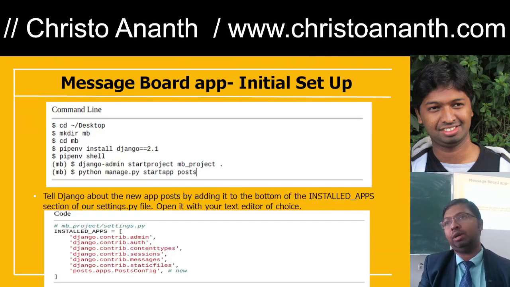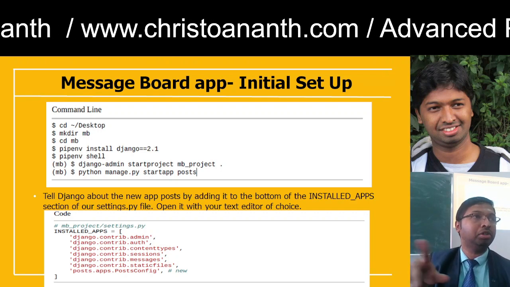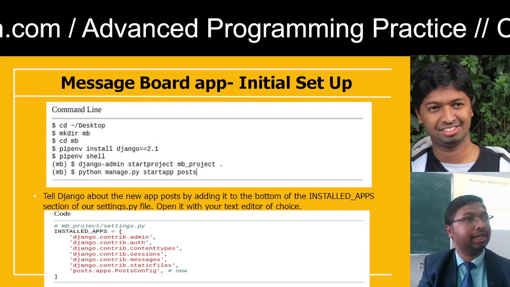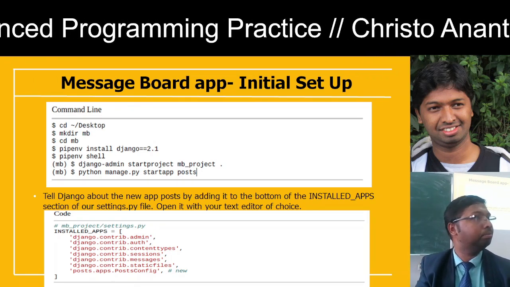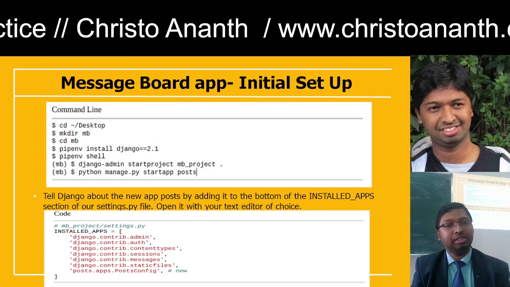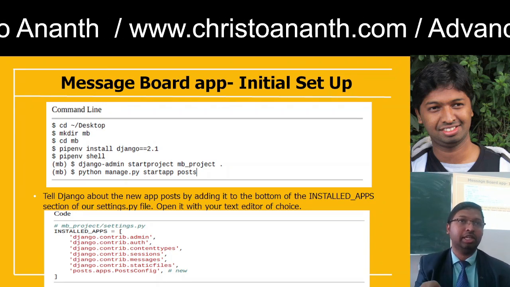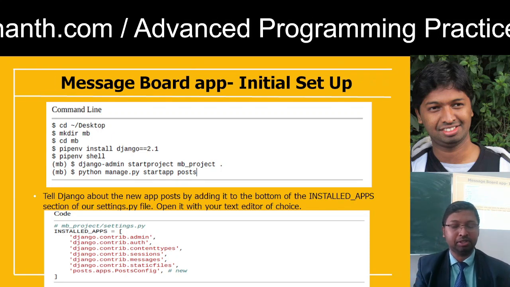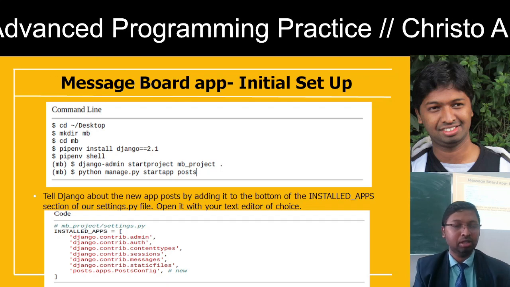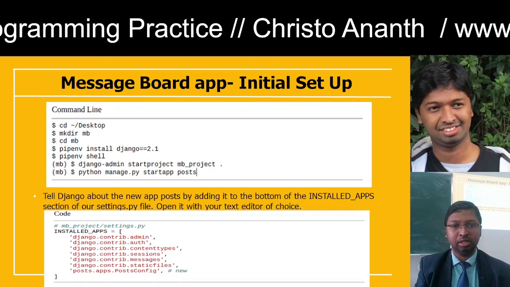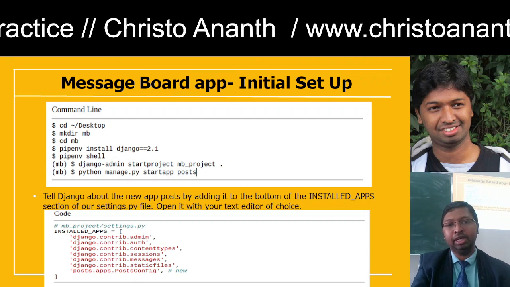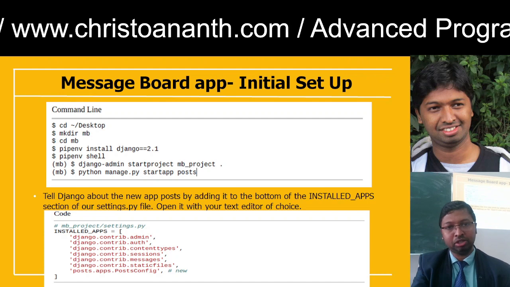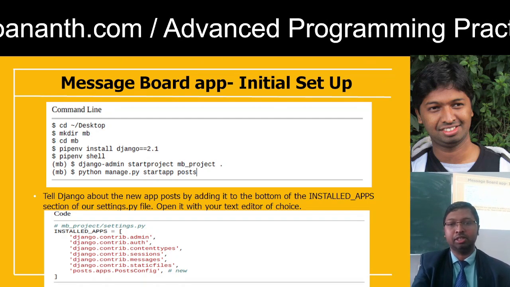So in the message board app, you are going for the initial setup. You change the directory to the desktop, and on the desktop you make the directory. The name is just MB. So in the initial setup, we change the directory to the desktop and make a directory with mkdir. The name of the project is actually MB. You change the directory to MB, and then you pip install the Django version. It is 2.1. For example, if you are using a higher version, you can specify the version to be 3.4, 3.7 and so on.